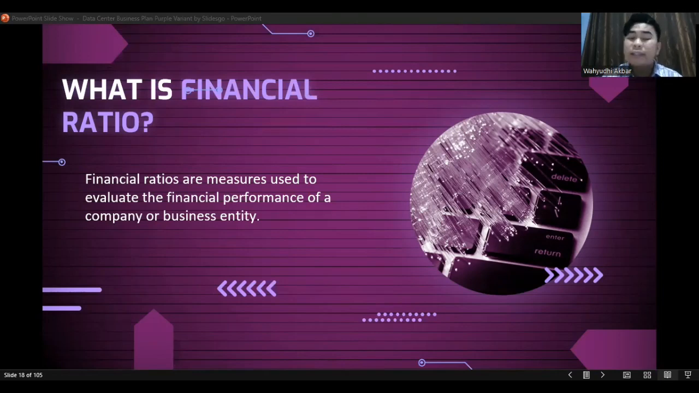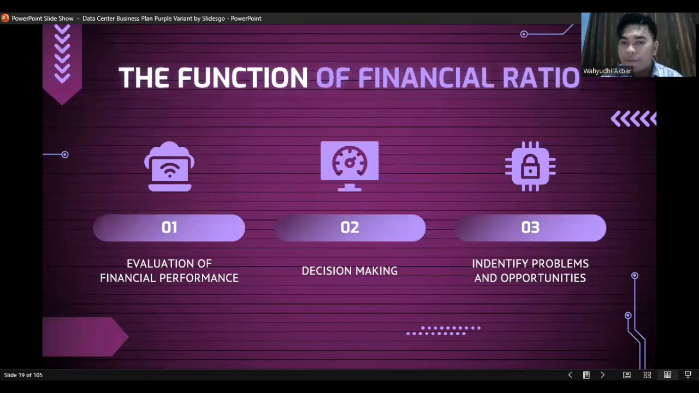Financial ratios are used by business owners, investors, creditors, financial analysts, and company management to make important financial decisions. Next, the function of financial ratio. What is the function of financial ratio? Financial ratios are analytical tools used to assess the financial performance of a company or business entity. They provide insight into various financial aspects of an entity such as liquidity, profitability, leverage, efficiency, and productivity. The main functions of financial ratio are as follows.